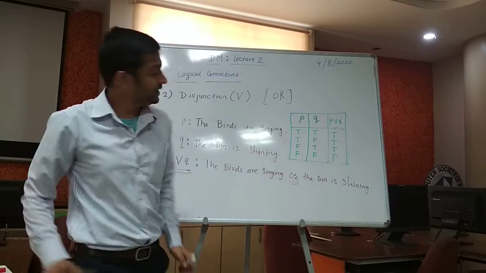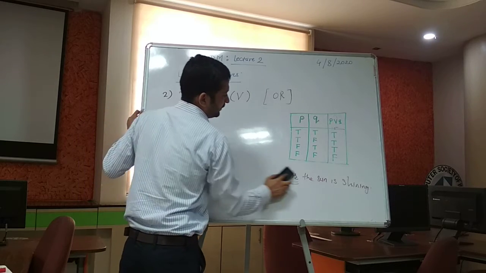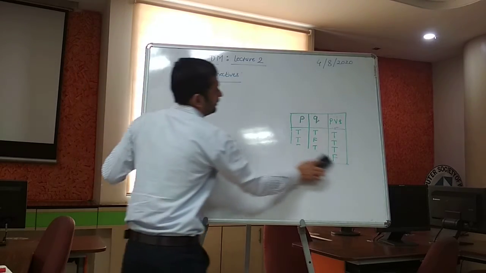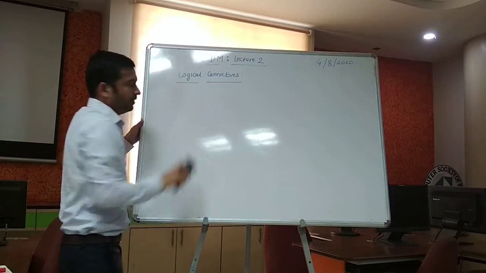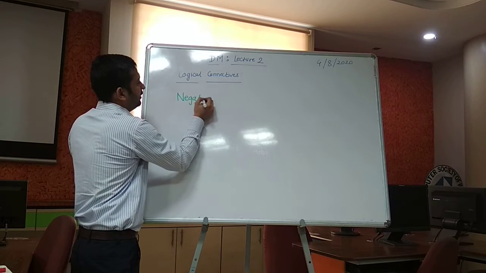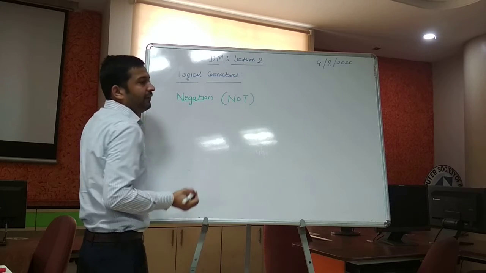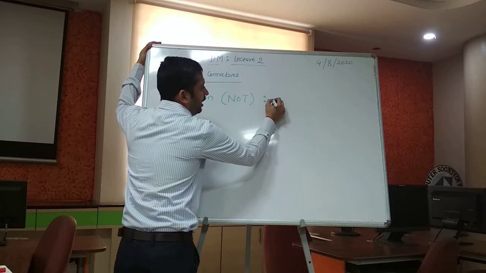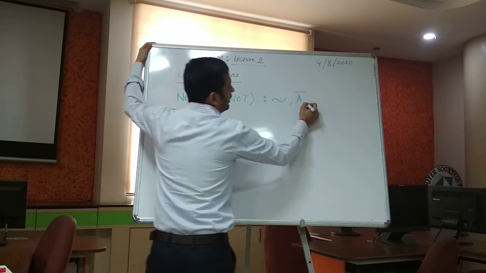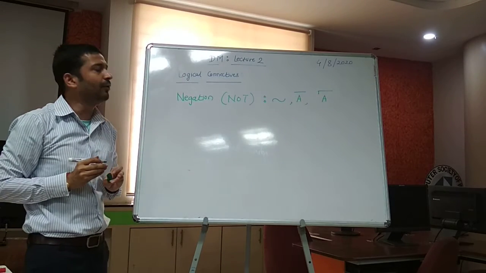So the next logical connective is negation, or not. So the third logical connective is negation. We will consider it as not in English. We will represent the negation by using a symbol, or we can apply a bar on any letter, or we can apply this type of symbol on any letter. So we represent it by using symbols.